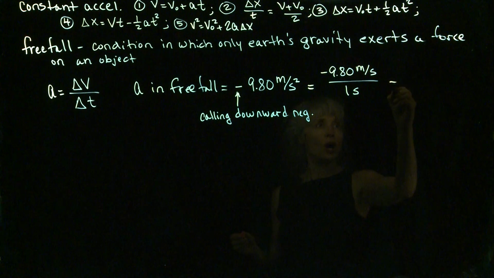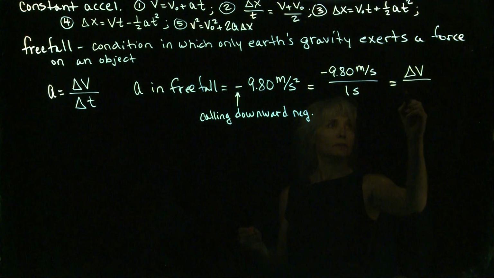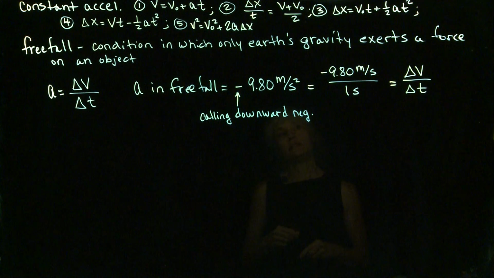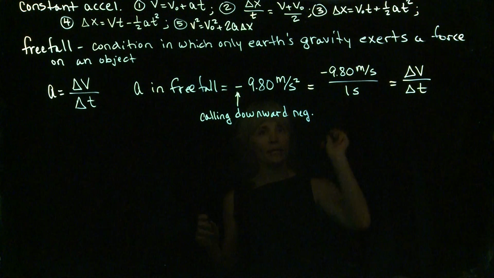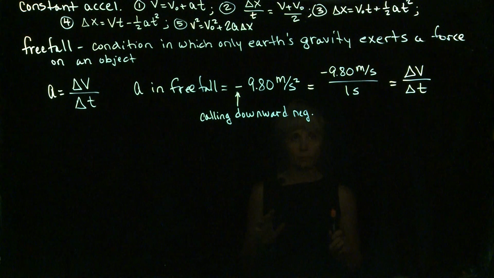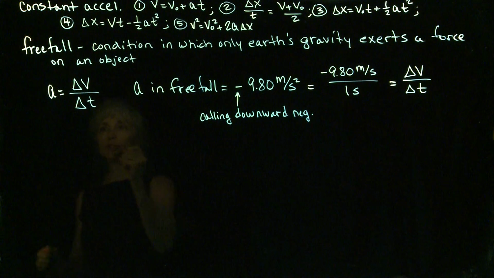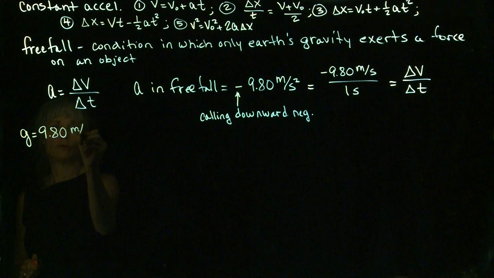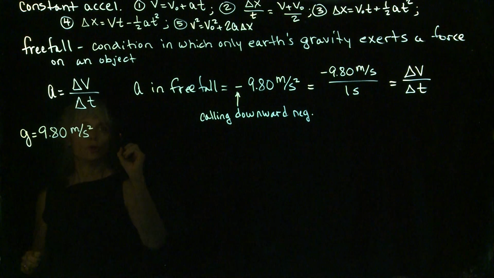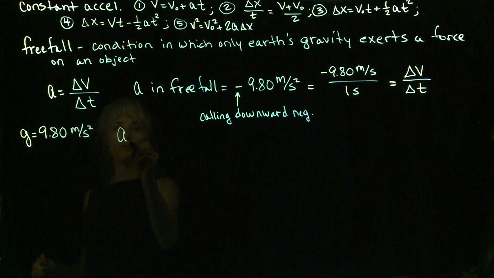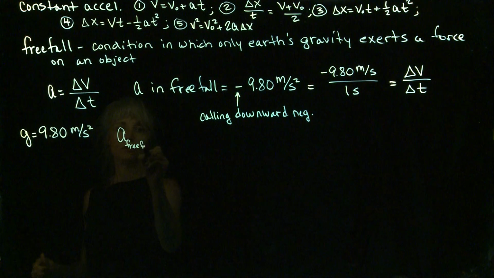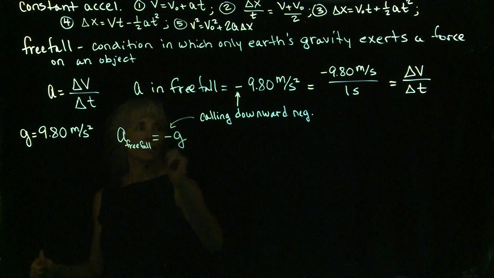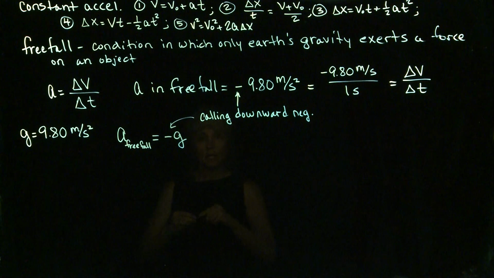So that means that an object's velocity will become more negative by 9.80 meters per second every single second that it is in a state of free fall. We use the symbol little g to keep track of that number, 9.80 meters per second squared. So the acceleration of an object in free fall is going to be equal to minus g. Again, the minus sign comes from calling downward negative.